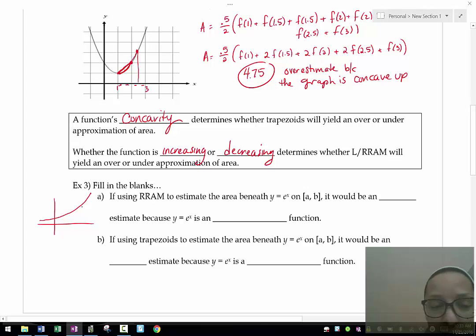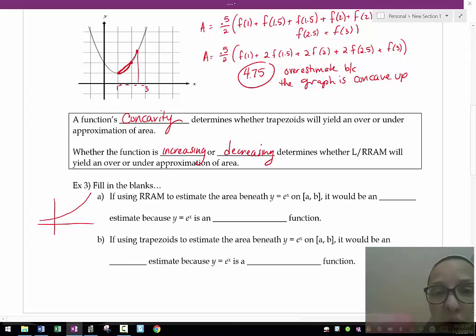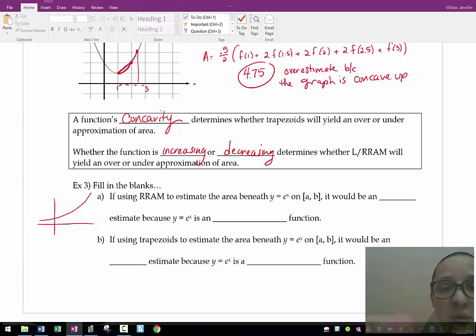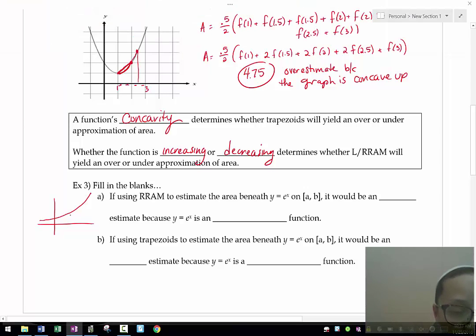Here's y equals e to the x. If I draw a rectangle and I use RRAM, RRAM would be an overestimate because y equals e to the x is, well, it is concave up, but it's also increasing. It's the increasing that makes it an overestimate when I'm dealing with rectangles.